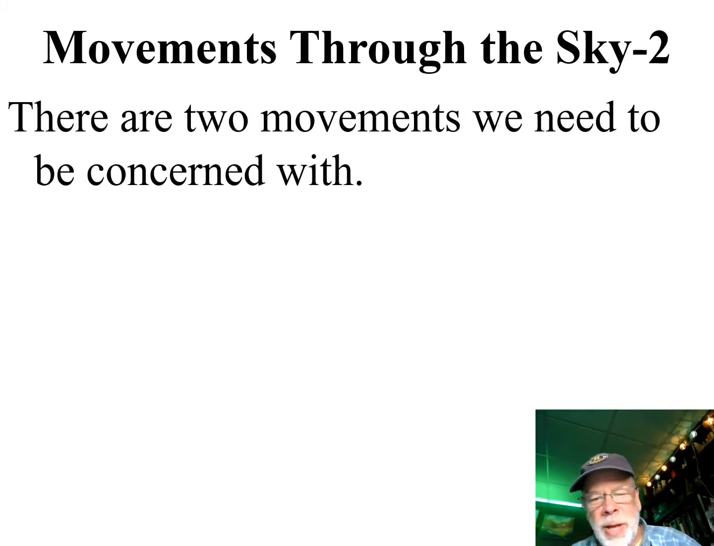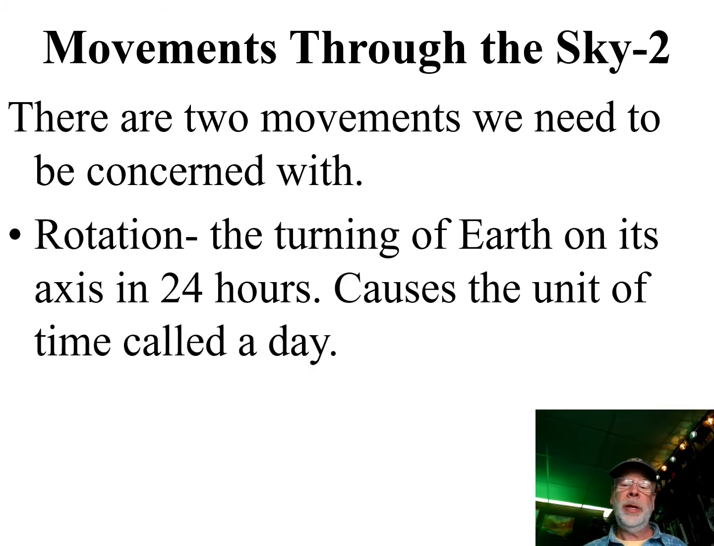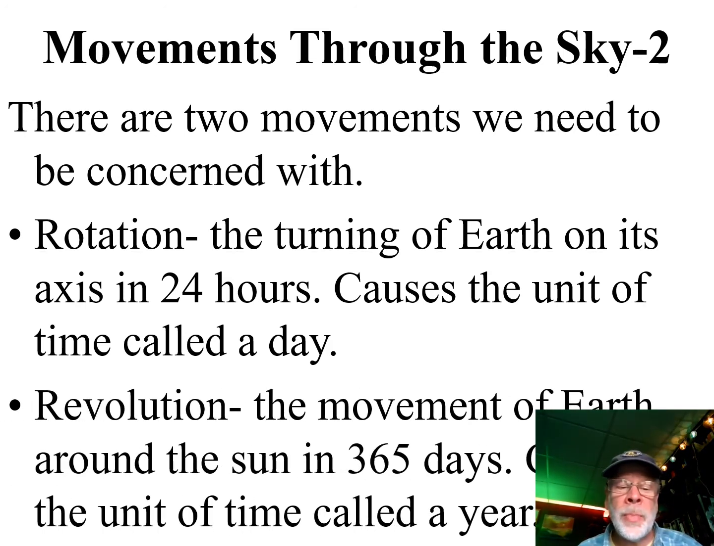We have two motions we have to think about. One is our daily motion. In one day, we rotate on our axis one time. All right, so that's rotation, turning of the Earth on its axis in 24 hours. Causes a unit of time we call a day. But we also are going around the sun. So the movement of the Earth around the sun in 365 days, it causes a unit of time we call a year. All right. So it is the Earth's motion that causes time to be.